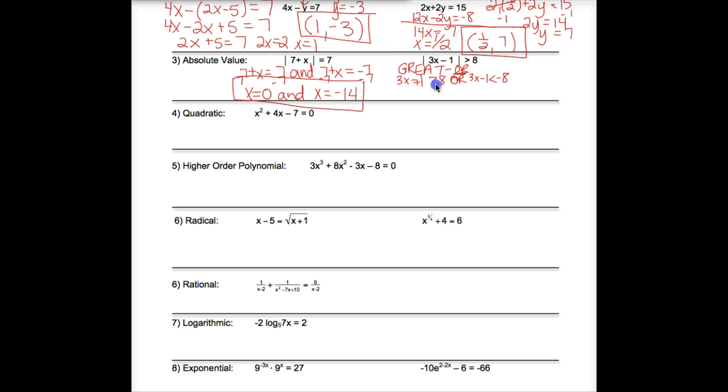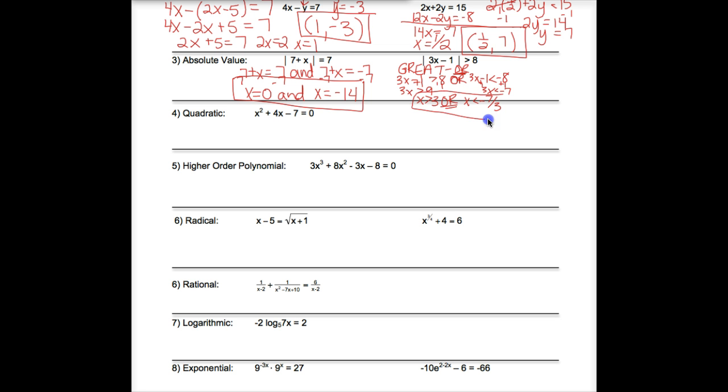So add 1, 3x is greater than 9, so x is greater than 3, or add 1, that gives me 3x is less than -7, so or x is less than -7/3.